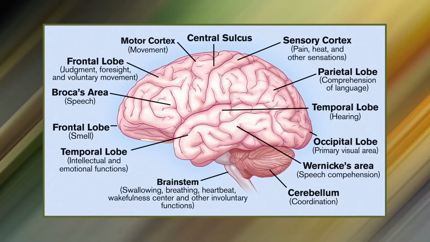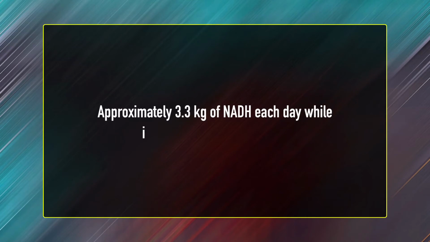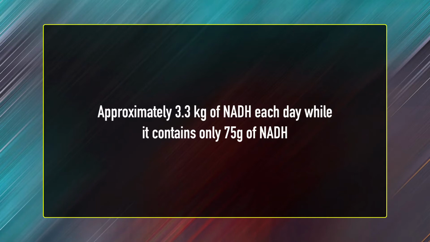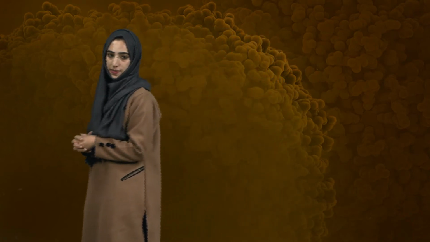chain reaction. This continuous regeneration means that even small amounts of coenzymes are used very intensively, such as in human brains, which turn around approximately 3.3 kg of NADH each day, while it contains only 75 grams of NADH. Coenzymes are heat stable and act as group transfer reagents which are linked to enzymes by non-covalent forces. They can be separated from the enzymes by dialysis.